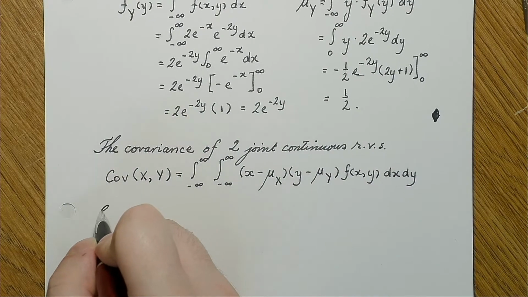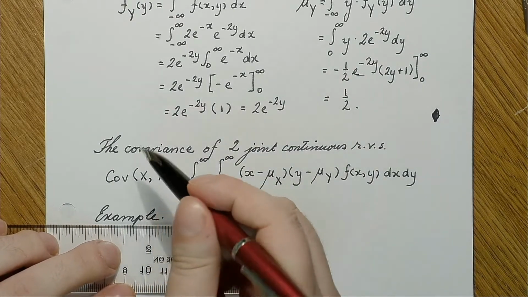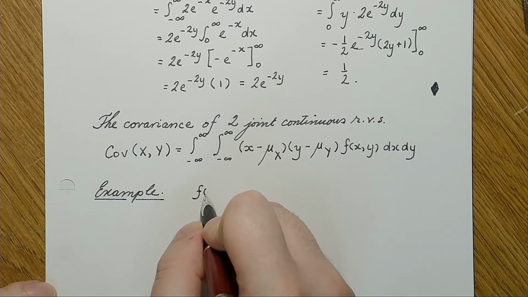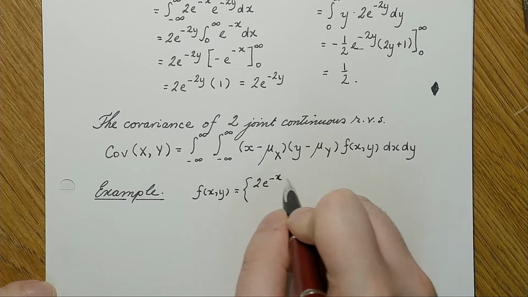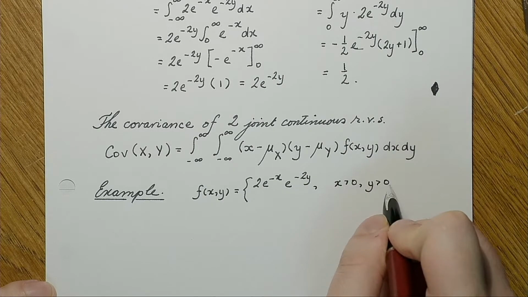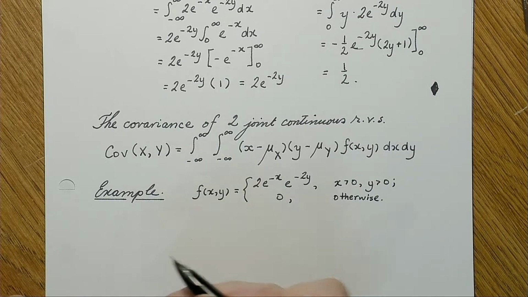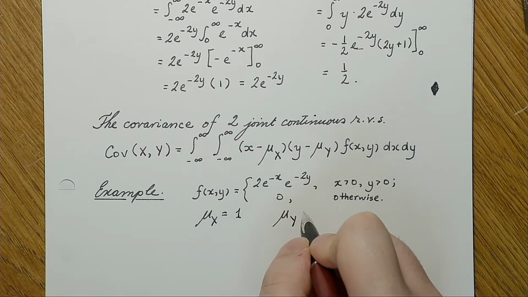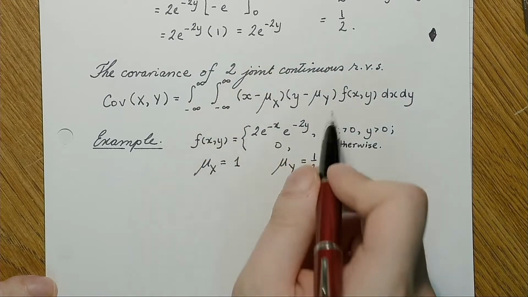So for our example, again, here's our joint distribution that we had before. 2 e to the minus x, e to the minus 2y for positive values, 0 otherwise. We also know what our mu of x is equal to. It's 1. And we had our mu of y is equal to 1/2. So what we can do then is put it into our formula.